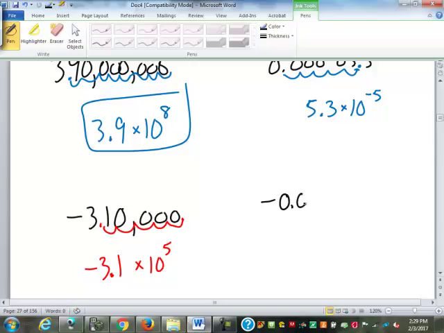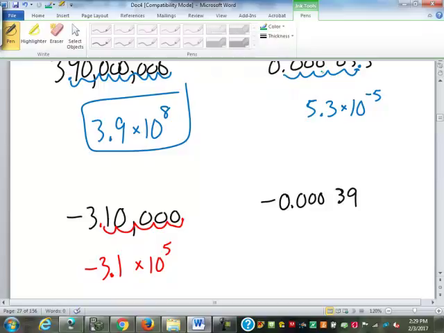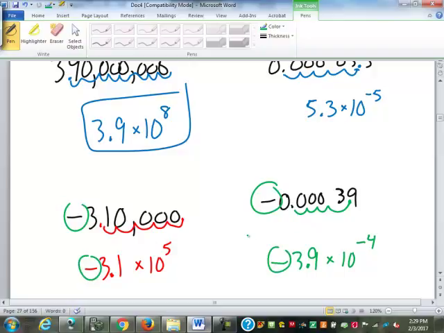Just like if I have negative 0.00039, that is a negative 3.9 times 10 to the negative 4. So the negative on the number does not change the power of 10 at all. All it does is make the number out in front negative or positive.